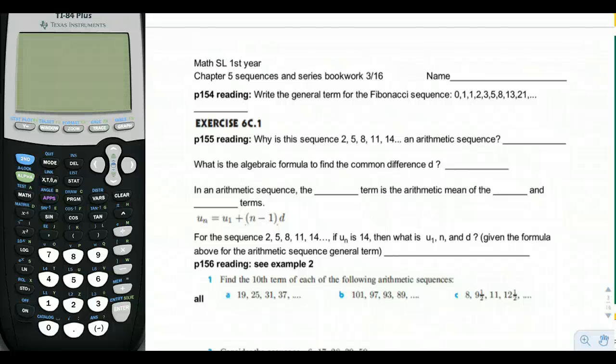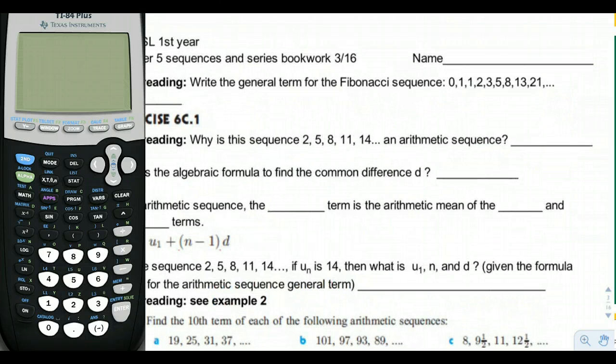Okay, page 3. In the page 154 reading, they talk about the Fibonacci sequence, which is this sequence here. If you look at it, you might be able to guess how it's formed, and if you read the book, you definitely know how it's formed. But if you look at any two neighboring terms, you can see that adding them will create the following term. So 2 plus 3 is 5. 8 plus 13 is 21.